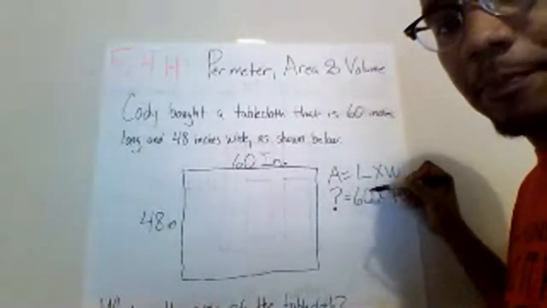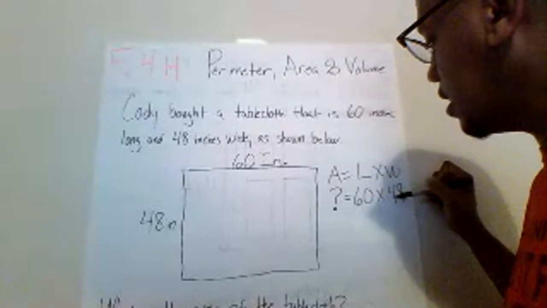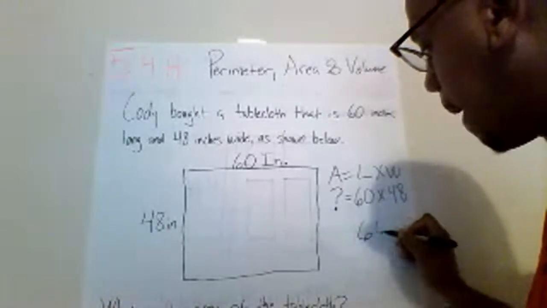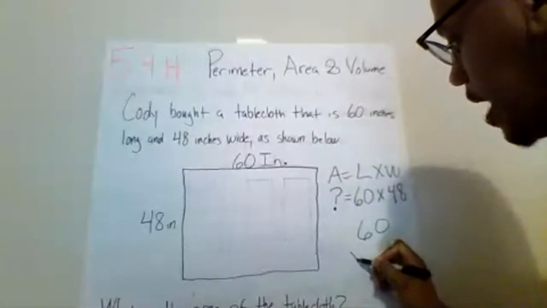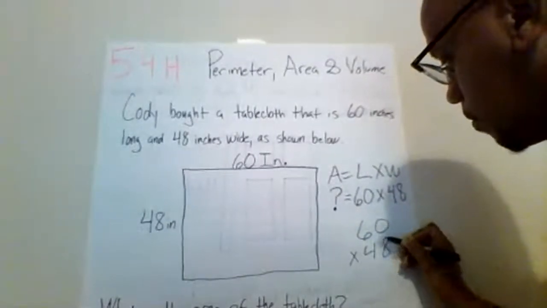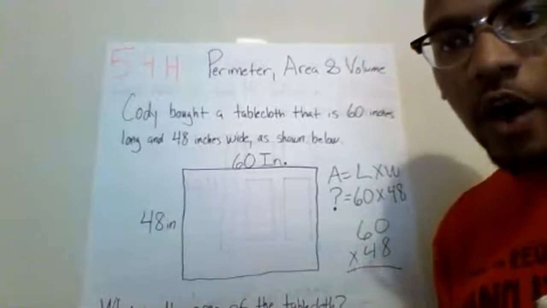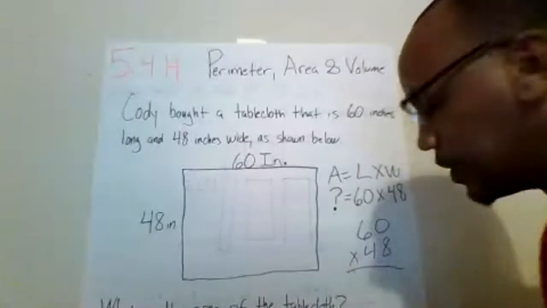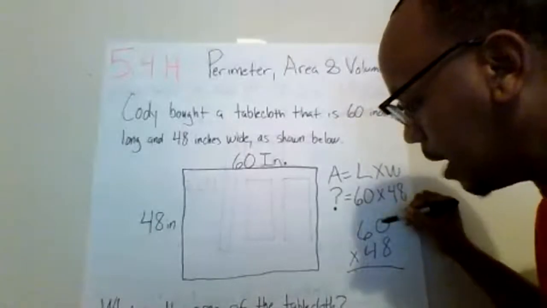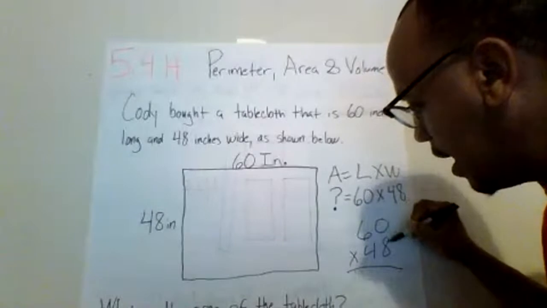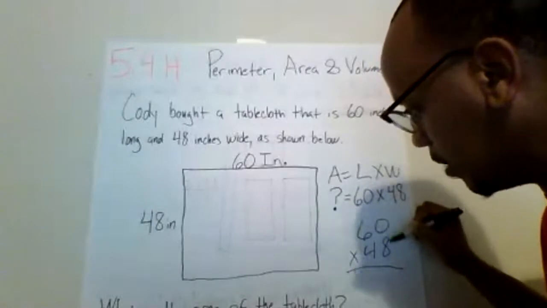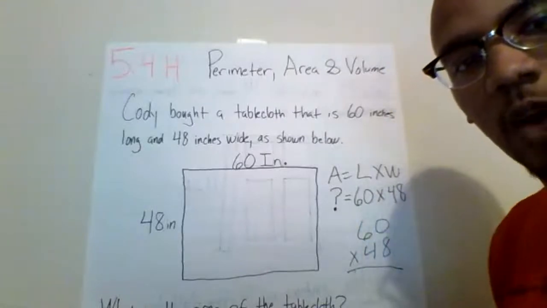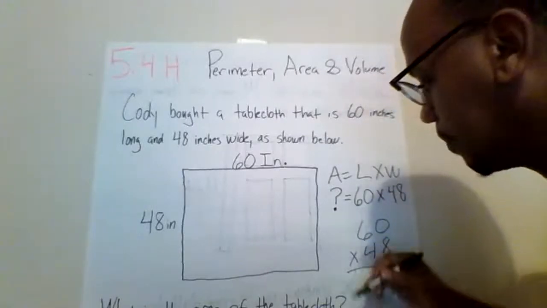Now, 60 times 48, all right? So I'll put 60 at the top times 48. All right, y'all know how I feel. We're going to do standard multiplication, all right? Standard multiplication is every number at the bottom times every number at the top, going from right to left. So 8 times 0, 8 times 6. Put a 0, then 4 times 0, 4 times 6. So we're going to do it in standard real quick.